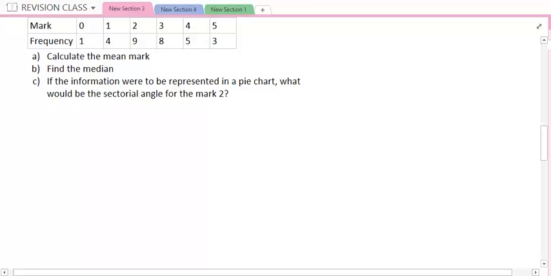We solve it by saying the data, the frequency.